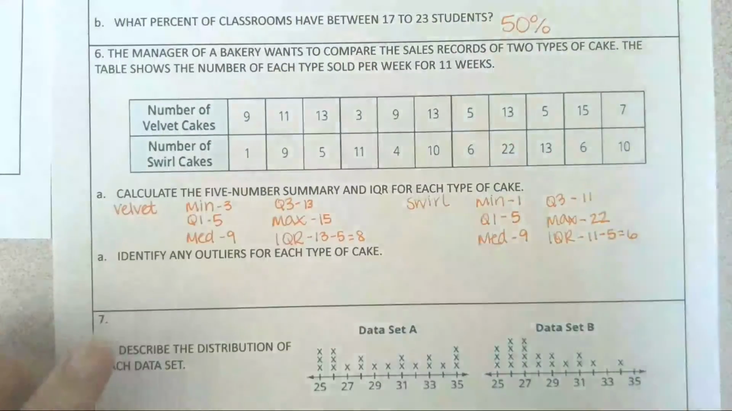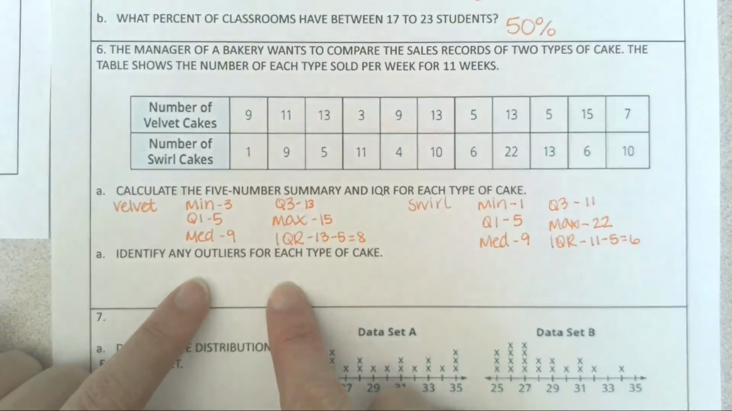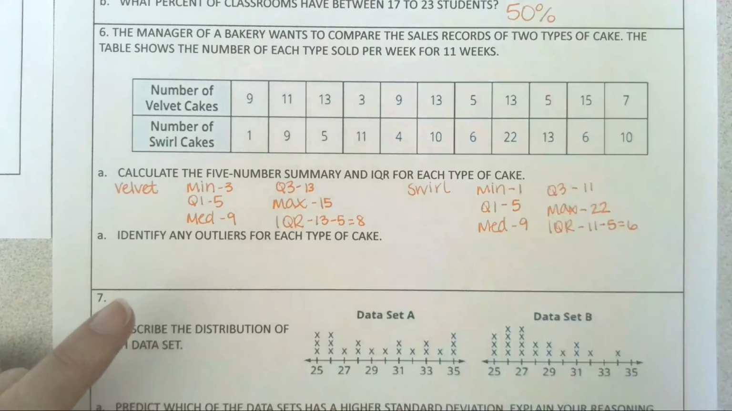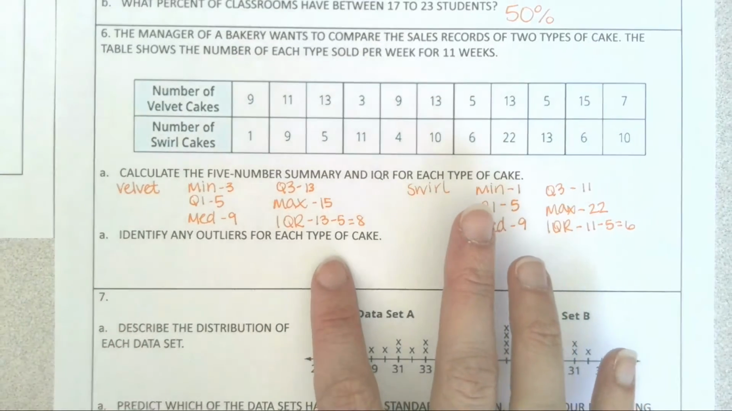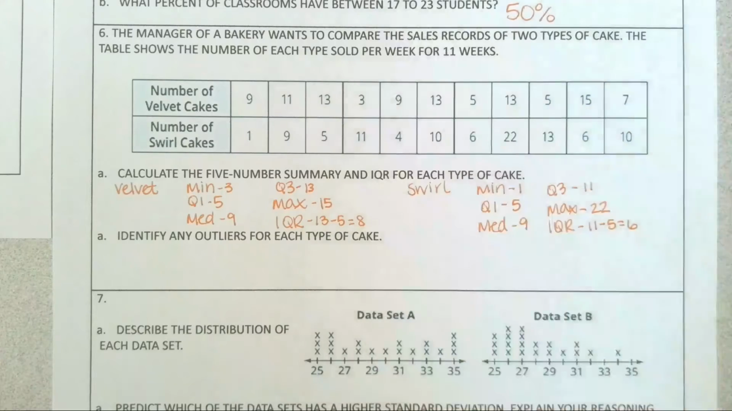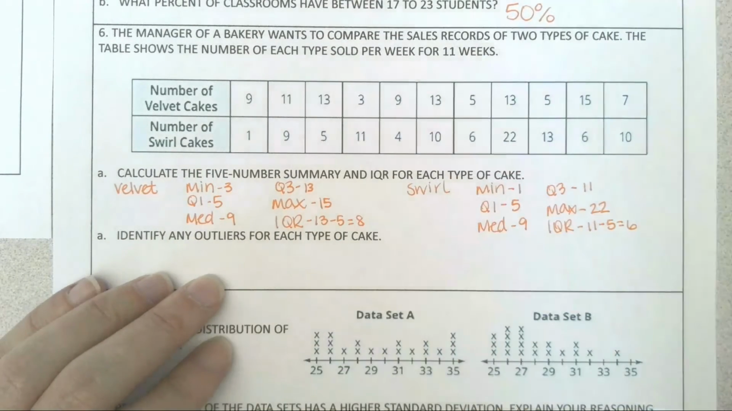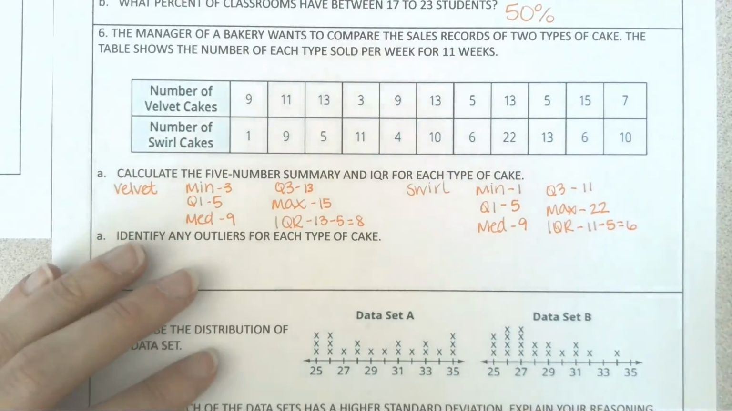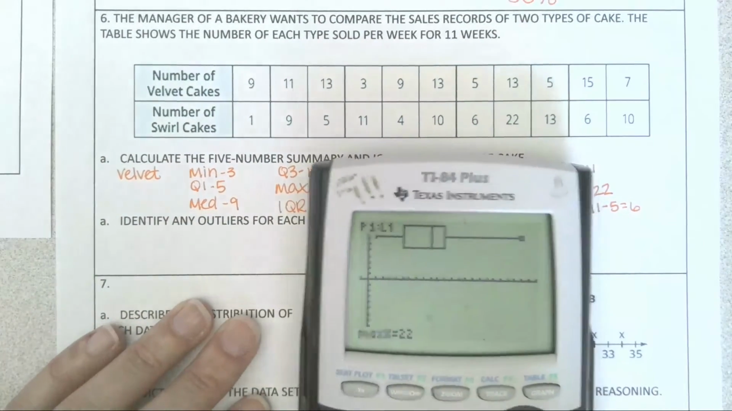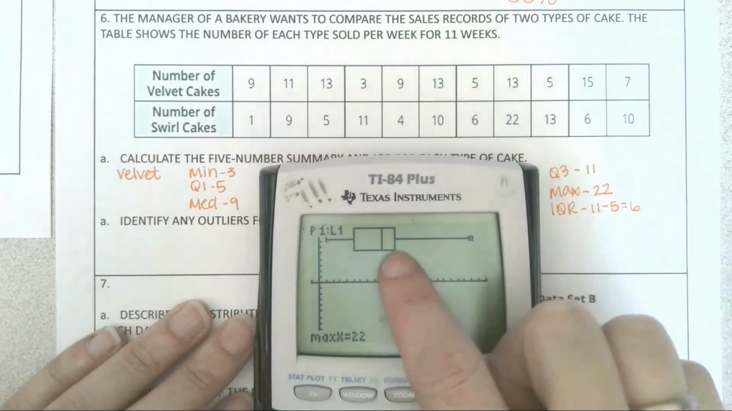Now it says identify any outliers for each type of cake. I'm going to show you the graphing method again. You could identify your upper and lower fences for each of these problems, but I'm going to tell you, if this is on the test, I would recommend that you use the graphing method on your calculator just because it's faster. So I already have the swirl cakes in my graphing calculator.